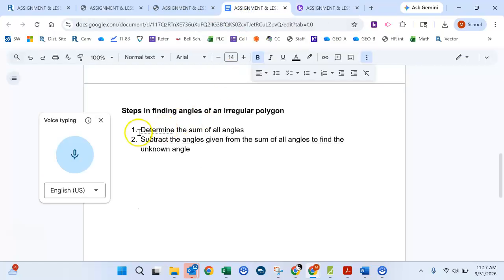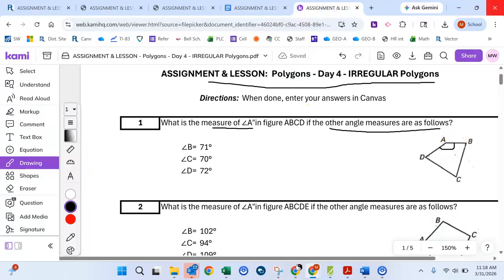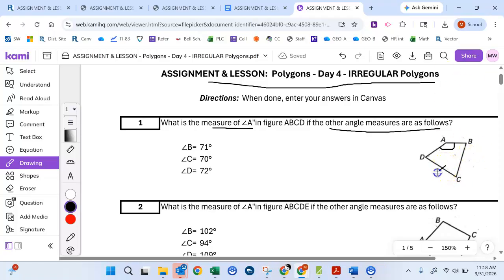We're told that the first thing we need to do is determine the sum of all angles of the polygon. That depends on how many sides there are, right? So how many sides do we have? 1, 2, 3, 4 sides, right? So if we remember, we would have n minus 2, times 180. So that's 4 minus 2.